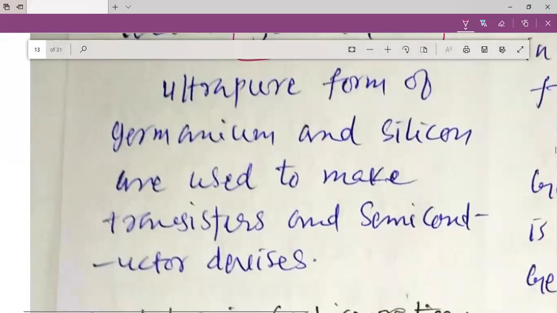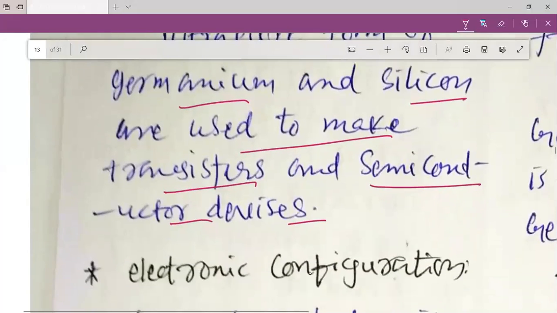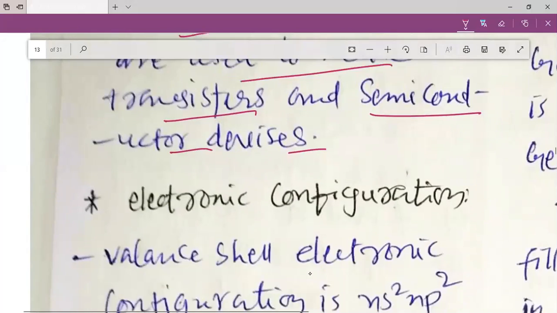Ultra pure forms of germanium and silicon are used to make transistors and semiconductor devices, my dear students. So we have radios, which are Akashvani radios. These are all made up of transistors and semiconductor devices. You might have heard about triodes and diodes. If so, they are made up of these semiconductors, germanium or silicon.